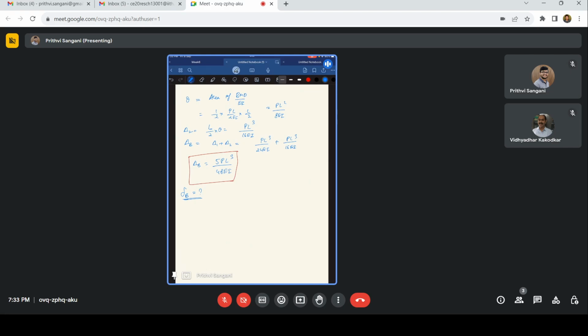Forces are acting up, and MB is going to be in this direction. So this and this have to be in the same direction as that. This is going to be my MA. So 107. Let me solve this.